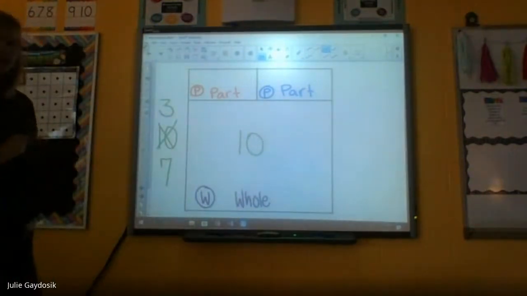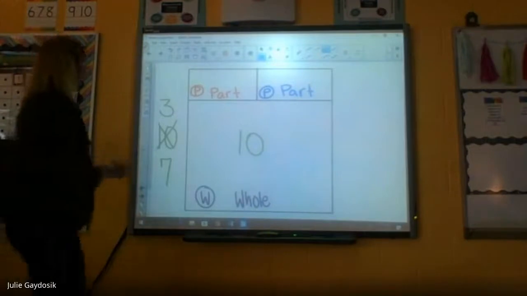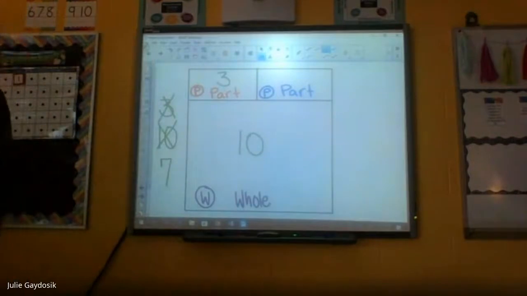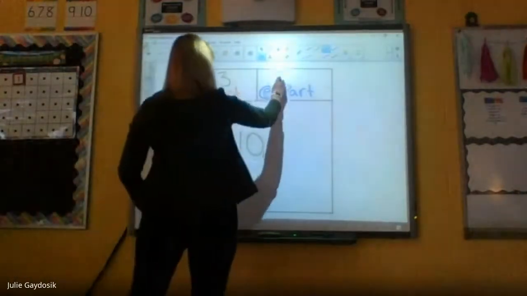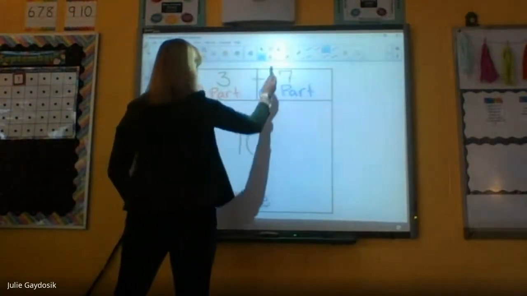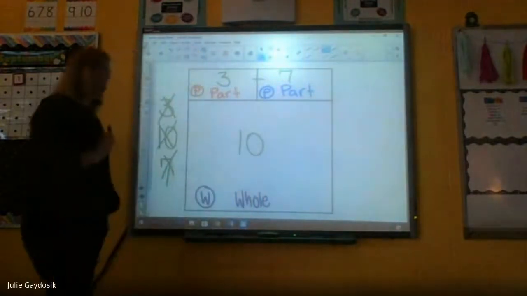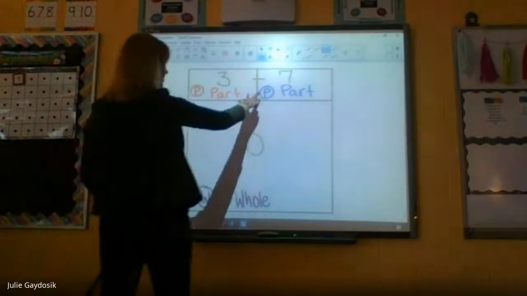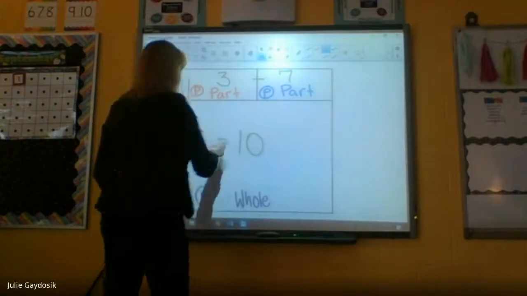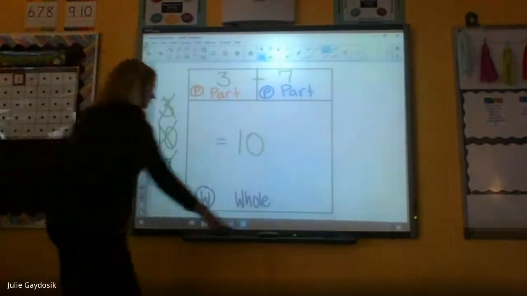What is one of our parts? You go ahead and write in your notebook. That's right. One of our parts is 3. Now what I want you to do is write the next part. What is the next part? That's right. The next part, or the final part, is 7. We know that 3 plus 7, or 7 plus 3, equals 10. 10 is our whole number. These two parts, when added together, make this number. So these two equal 10. Okay? Great job.